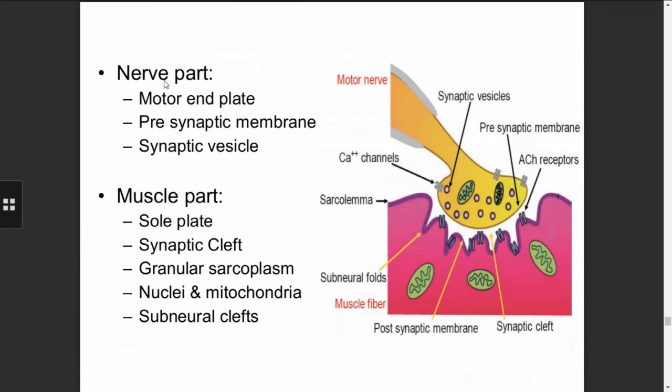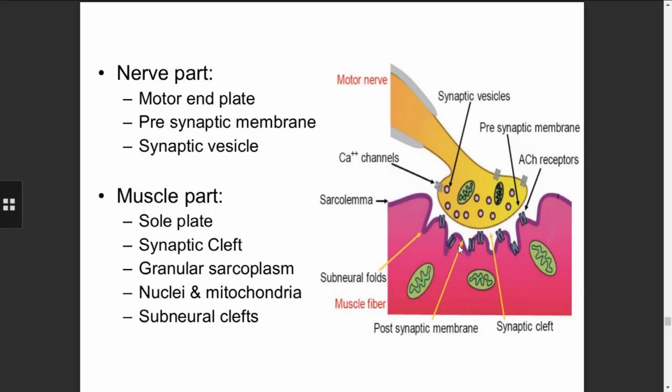Nerve part, motor end plate, like this one is the motor end plate. Presynaptic membrane, this is the presynaptic membrane. Synaptic vesicles, this is the synaptic vesicles. Muscular part, there is the sole plate, this is the sole plate. Synaptic cleft, this whole area between them.